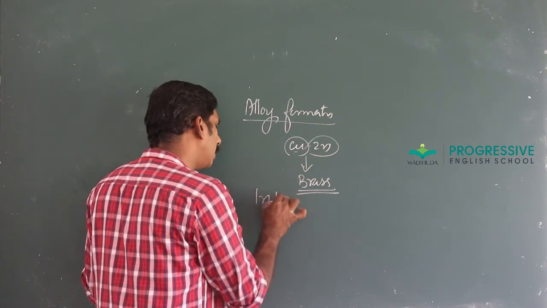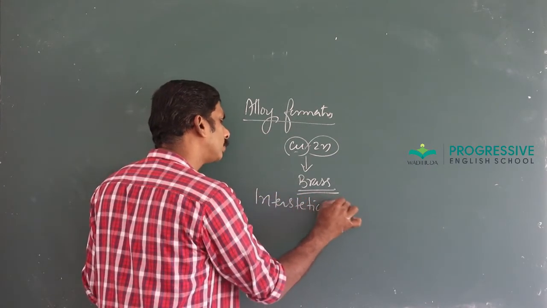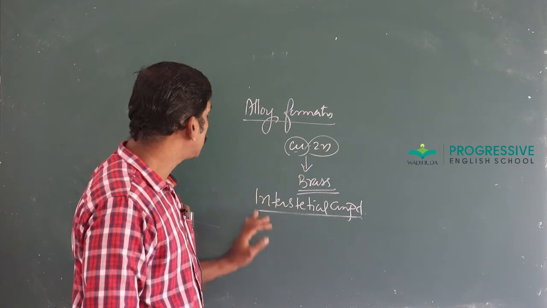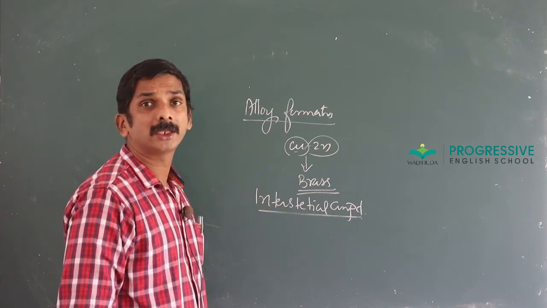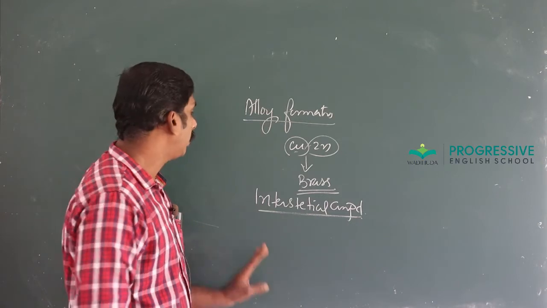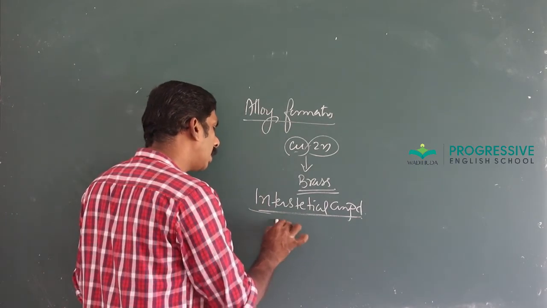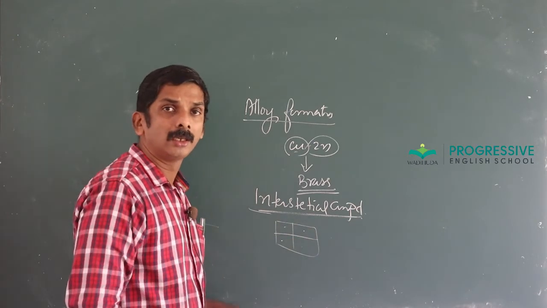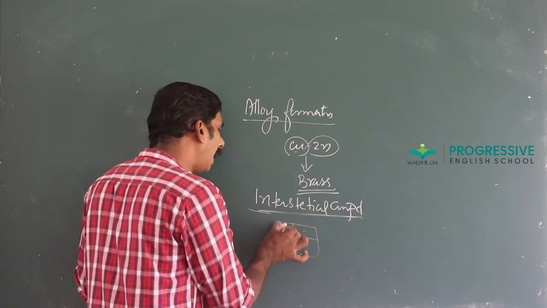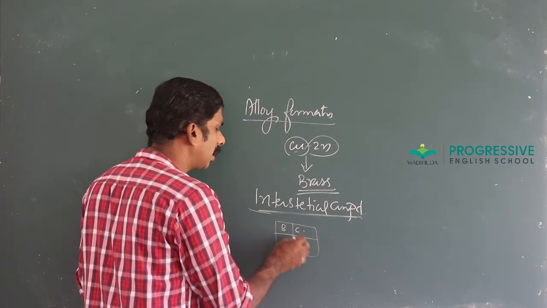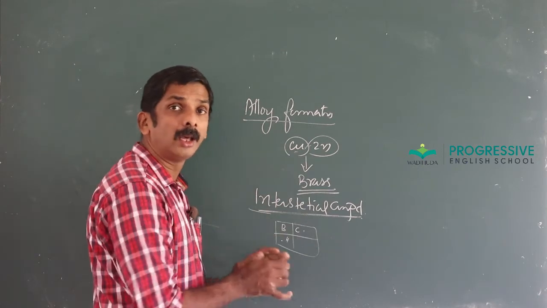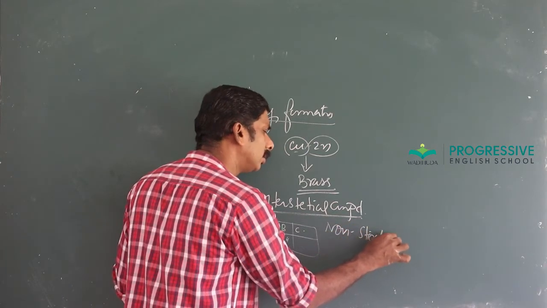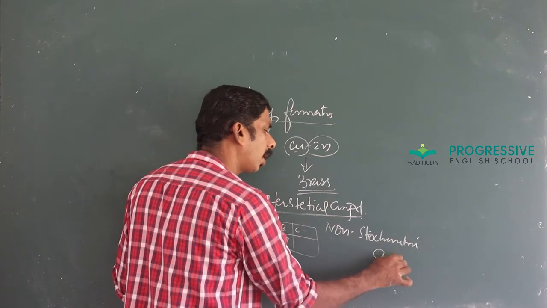Then next property is interstitial compound. Transition metals form interstitial compounds because there are large vacant spaces in the crystal lattice, so that small atoms like boron, carbon, hydrogen, etc. can easily occupy the lattice points, so that it forms non-stoichiometric compounds.